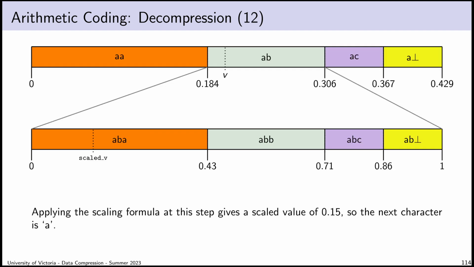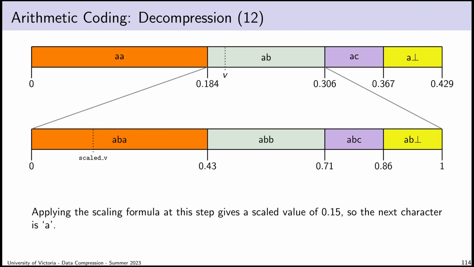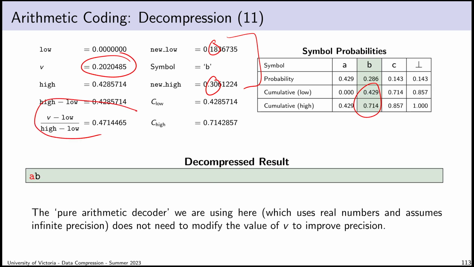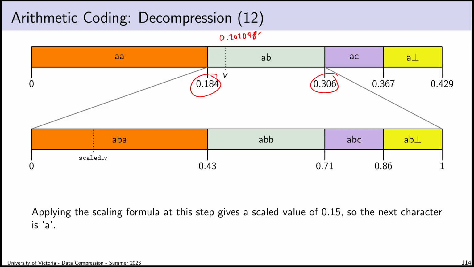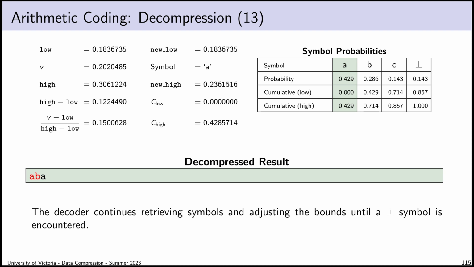At the next step, v is still going to be 0.2020485. V is now stuck between 0.184 and 0.306. So I use my scaling formula, that would be this, at the next step, to figure out where v lands. And in this case, the scaled v lands inside the range for A. So actually, when I scrolled back just now, that's not the right scaling formula. It's this one. So I scale the value of v, and I get 0.15.